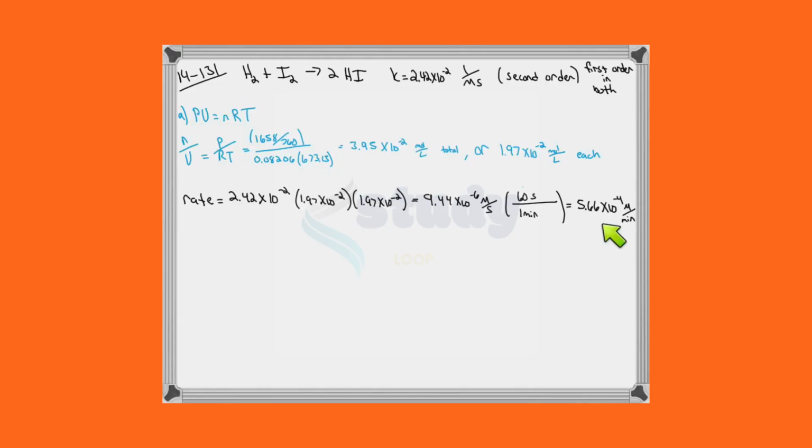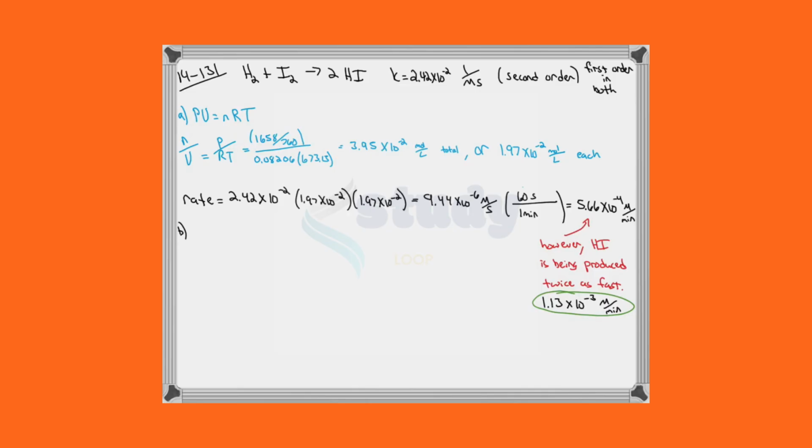So this is the rate at which each of these is decreasing. But HI is increasing at twice that rate. We get 2 HIs every time one of these is consumed. So we need to double that rate in order to express the HI rate of production, which would be 1.13 times 10 to the negative 3 molar per minute.